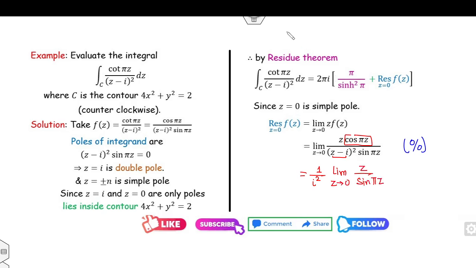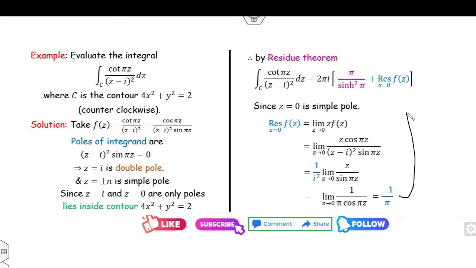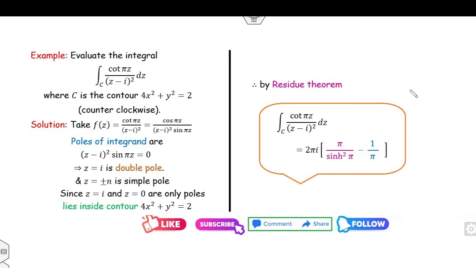Fine. Now it's a 0 by 0 form. So this number is my minus 1. I can apply the L'Hopital rule. This number is my 1 over pi cos pi z. Now cos 0 is my 1. So minus 1 over pi is the right answer of the problem. You can substitute. Your answer will be minus 1 over pi.